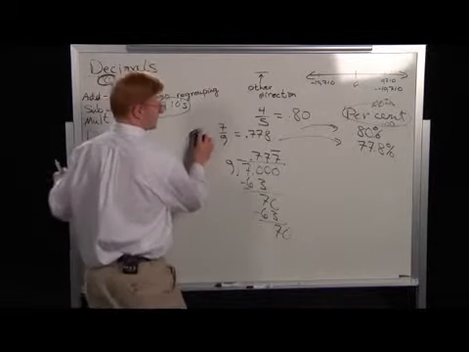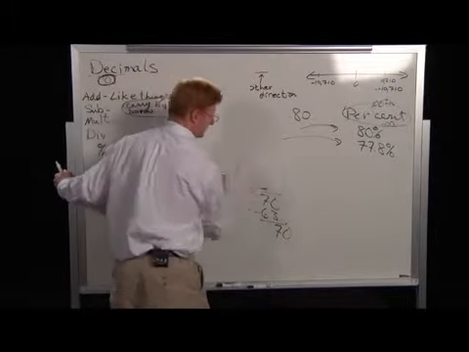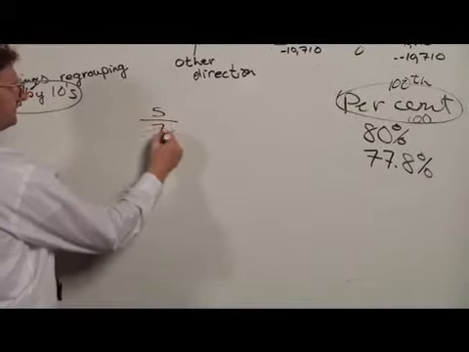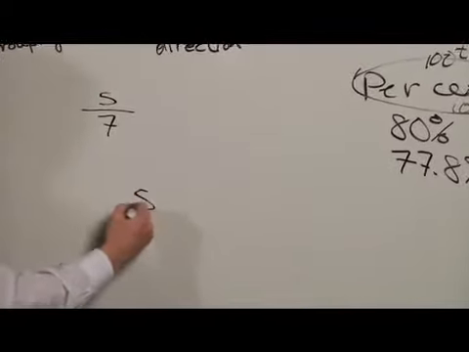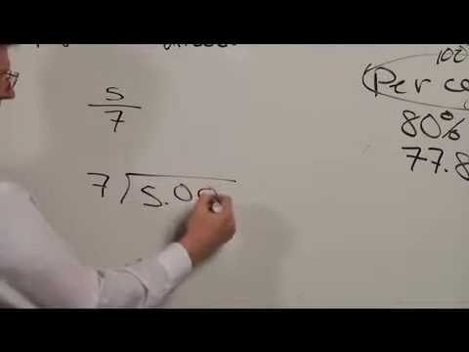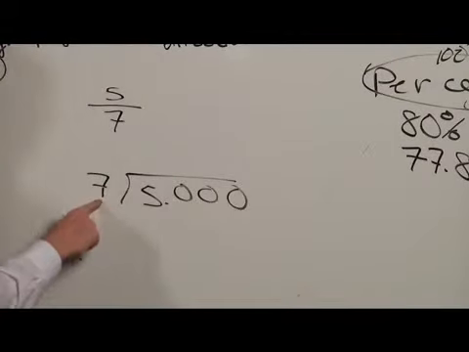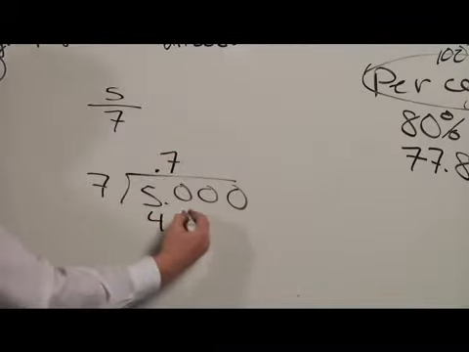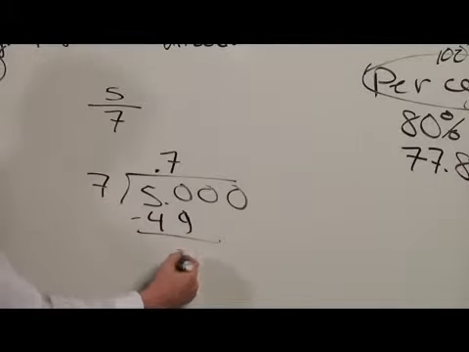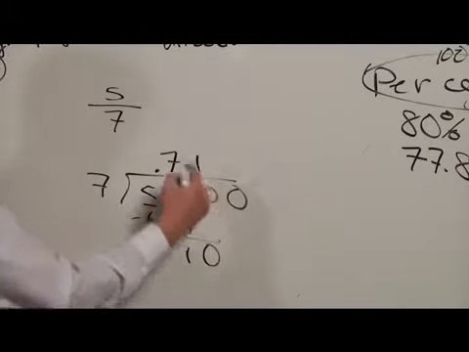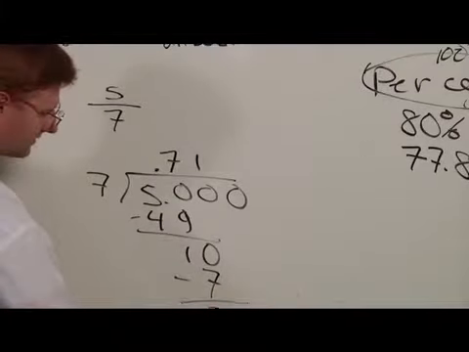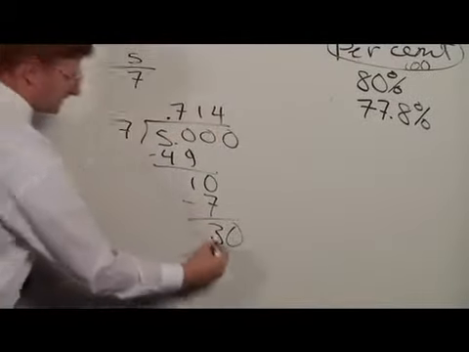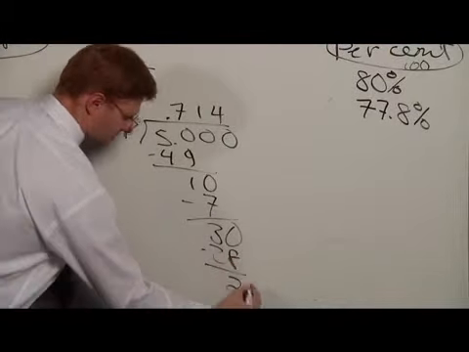Let's do one more and make sure you're okay with changing these into percents. 5 out of 7. We're going to take 5, divide it by 7. 7 goes into 5. Nope, 7 goes into 50 7 times. It's 49. Subtract, and we get 1, 0. 7 goes into 10 once. Then 3, 0. So 7 goes into 30 4 times. It's 28. Subtract, and you get a 2.